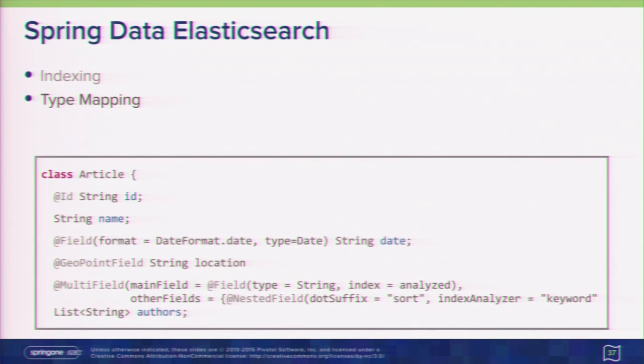Interesting is the multi-field annotation, because that one lets you assign different analyzers and indexes, as we learned today, to a specific field. In that case, it would be an authors field, and there would be a dedicated field used for sorting using a keyword analyzer, so a different analyzer than the actual one. So there would be an additional field, authors.sort, using the keyword analyzer. This is pretty neat because it helps you set up your domain type to be really searchable for the use cases you have.